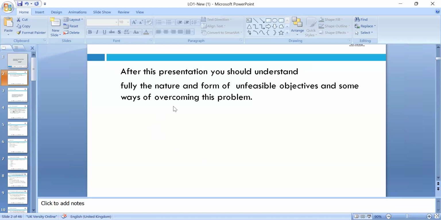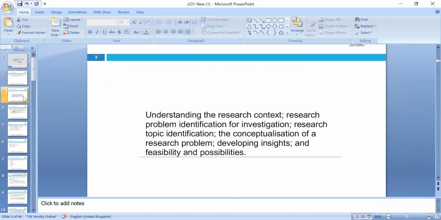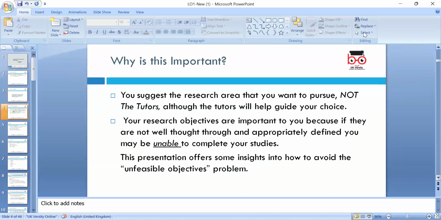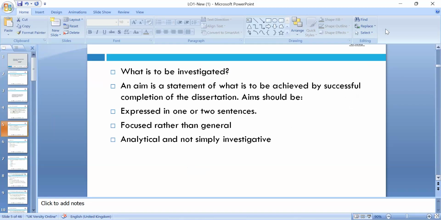At the end of the lesson, you will be in a position to identify and write the objective of the research and understand the key points. So we can understand the research context, research problem identification, and the research topic, which we look at in a minute. When you suggest the research area you want to pursue, we can discuss it as a tutor with me, and you can choose the topic, and we can investigate and set the objective.